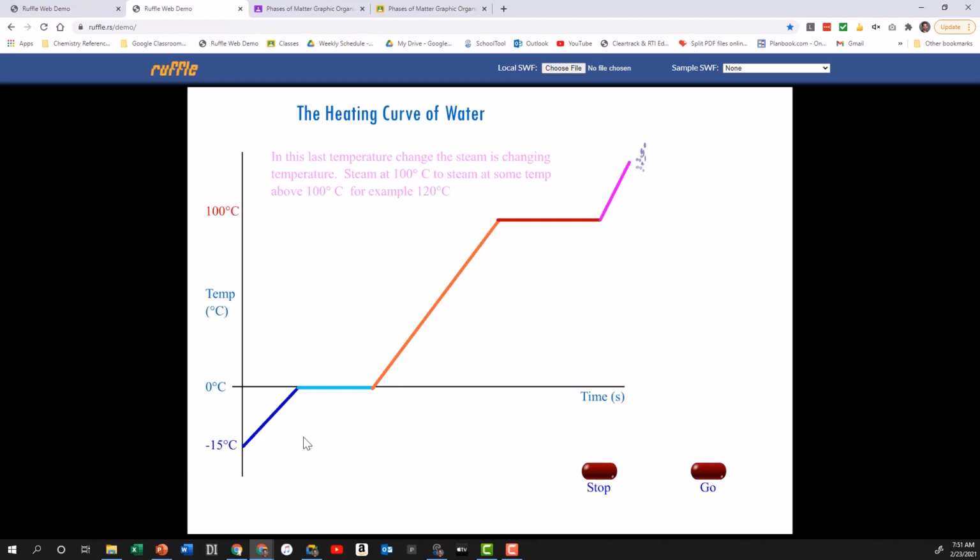So we've got anytime the temperature changes, it's a kinetic energy change. Anytime a phase changes, it's a potential energy change.